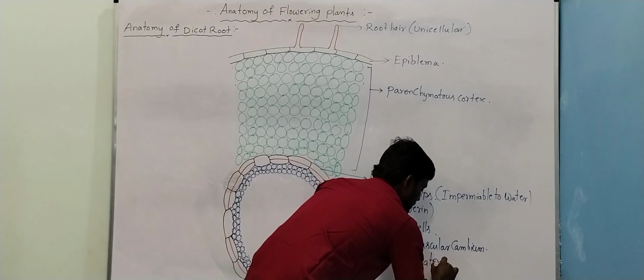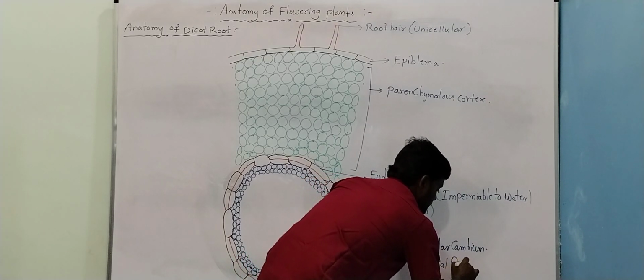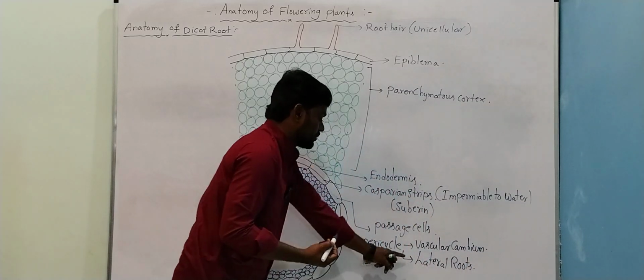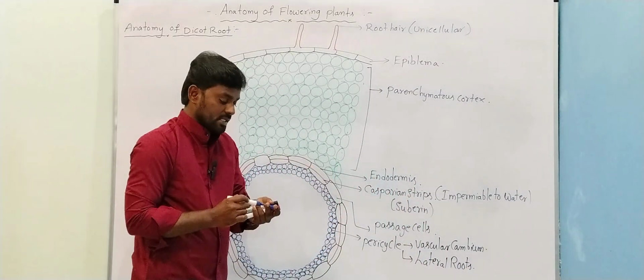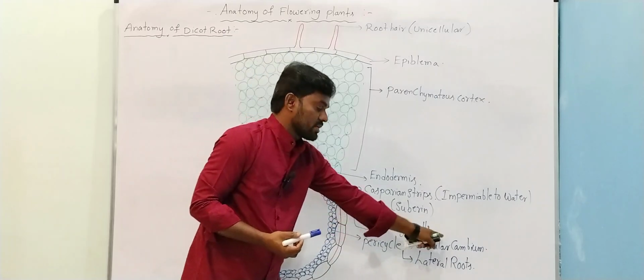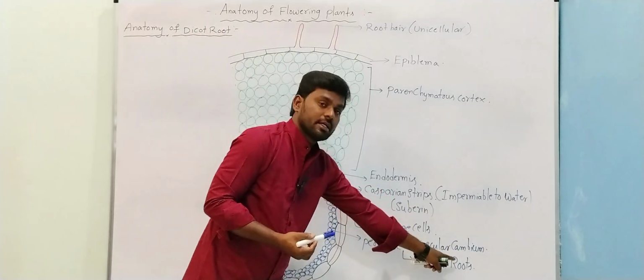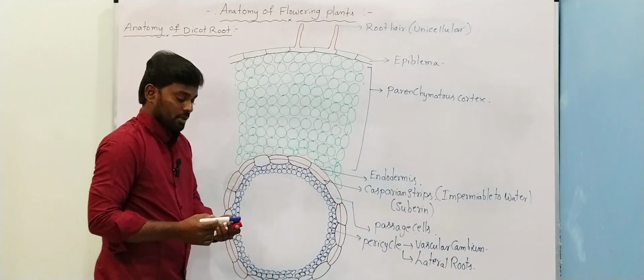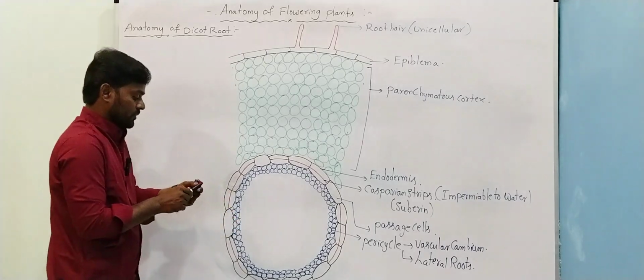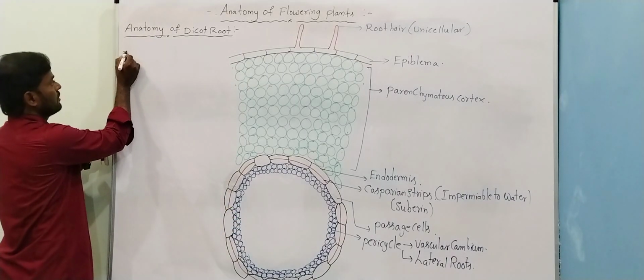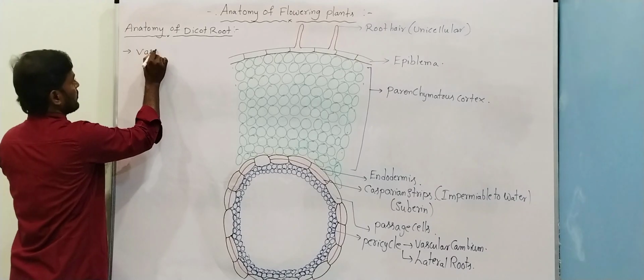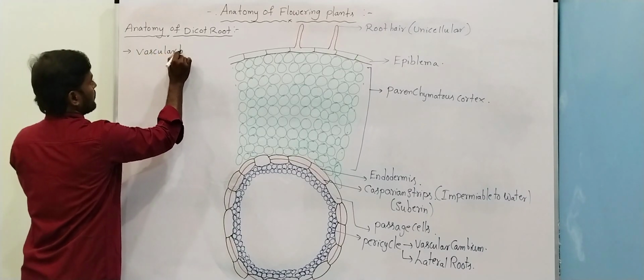Next, the pericycle also produces the lateral roots. So the lateral roots arise from the pericycle. The pericycle produces the vascular cambium, and at the same time, lateral roots arise from the pericycle. And next, here we have to remember carefully the vascular bundle characters.